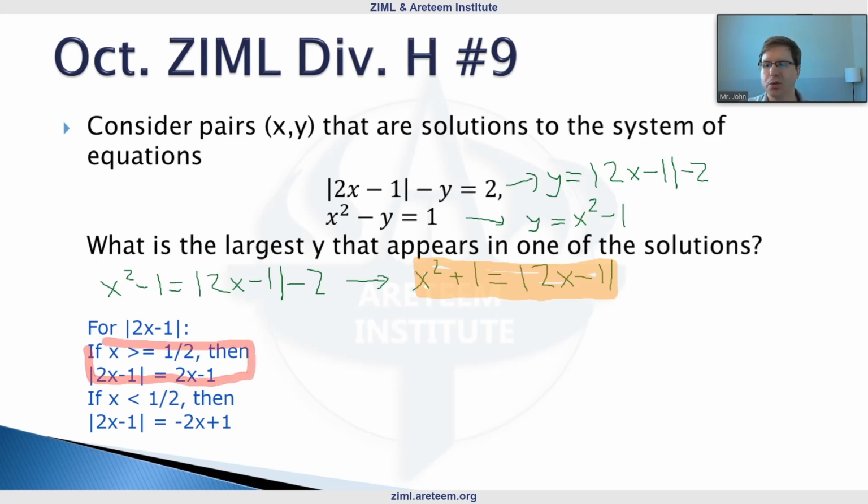So if x is greater than or equal to a half, what does that tell us about our expression here? Well, we have x squared plus 1, and what is that equal to? That is just equal to 2x minus 1, right? So everything is positive in this case, so everything is positive for our absolute value there. So x squared plus 1 equals 2x minus 1. So quadratic equation, x squared minus 2x plus 2 equals 0.